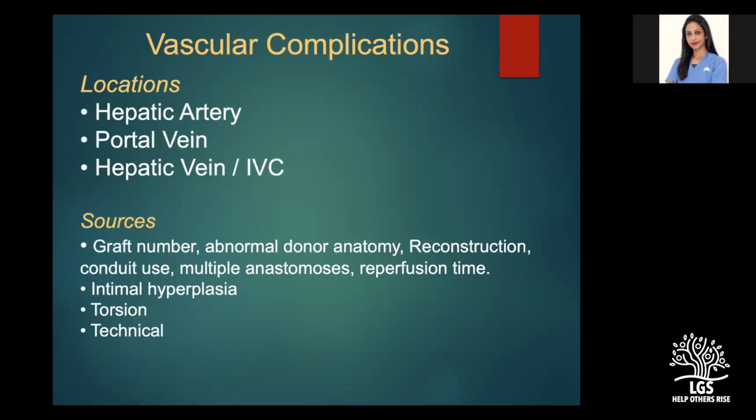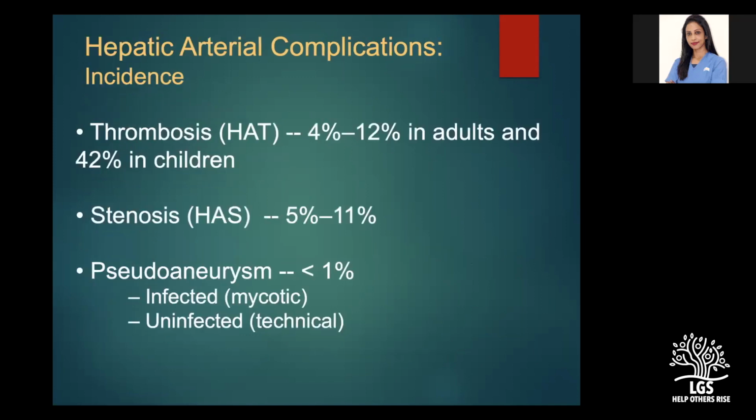Moving on to the vascular complications. Some of these slides are from some of my colleagues elsewhere, and also from some of the journals. So the locations, we all know that it can be hepatic artery, portal vein, cava, or the hepatic vein. And the reasons for the vascular complications could be intimal hyperplasia, multiple anastomoses, and reperfusion time also plays a significant role. It could be torsion, a kink, technical factors, etc.